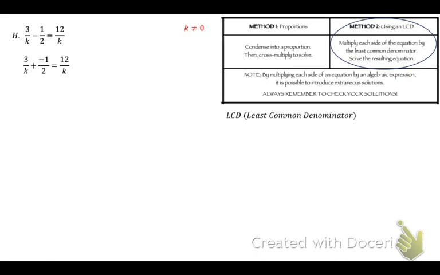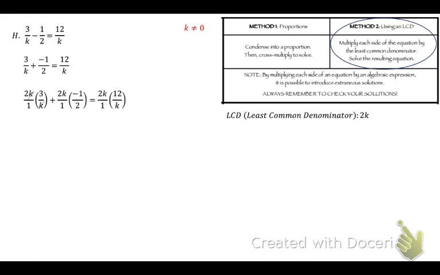So the least common denominator, let's look at our denominators. We have k and we have a 2. So we're just going to put those together and it gets 2k. So that's my least common denominator. And I'm going to multiply that to each individual term. Okay, and I'm going to put it over 1 because it makes it a little bit easier to see, like, oh, that will cancel, that will cancel, that will cancel. Okay, and then we're just going to start canceling stuff.